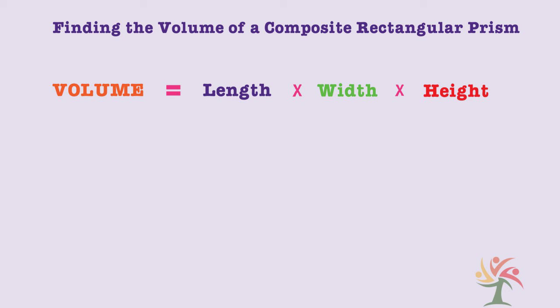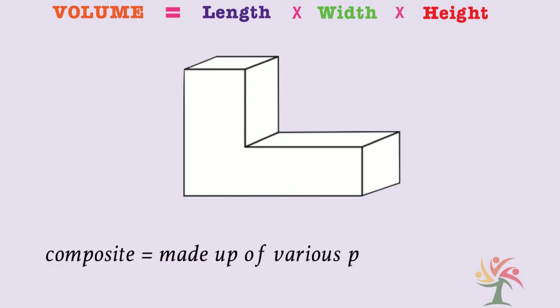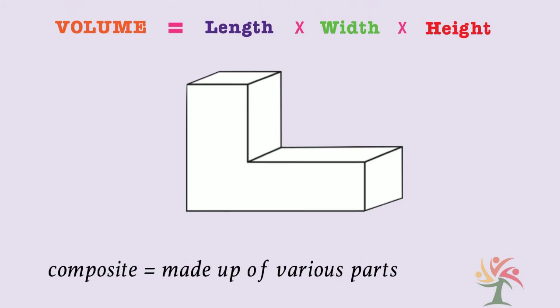Now here is a composite rectangular prism. The word composite means made up of various parts, and this will become very relevant in a moment. But for now, let's get the measurements for our dimensions. You will notice we have colour-coded the length, width and height. This will make it easier to understand as we go through the process.